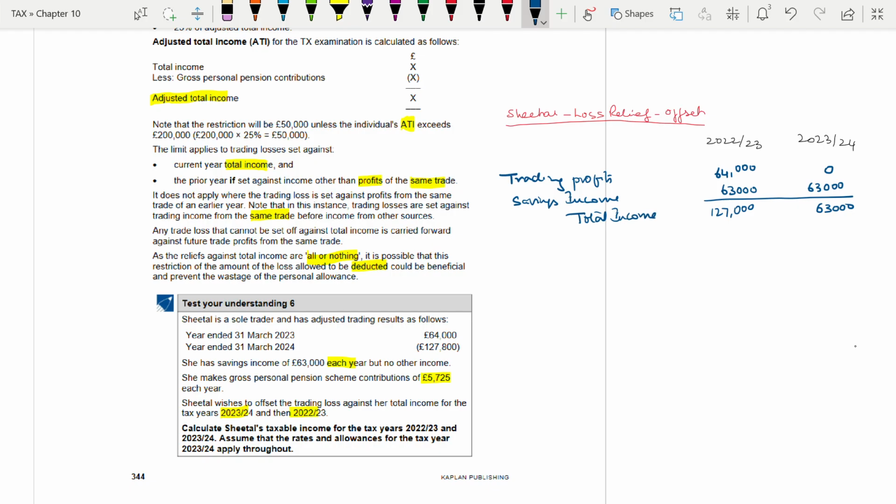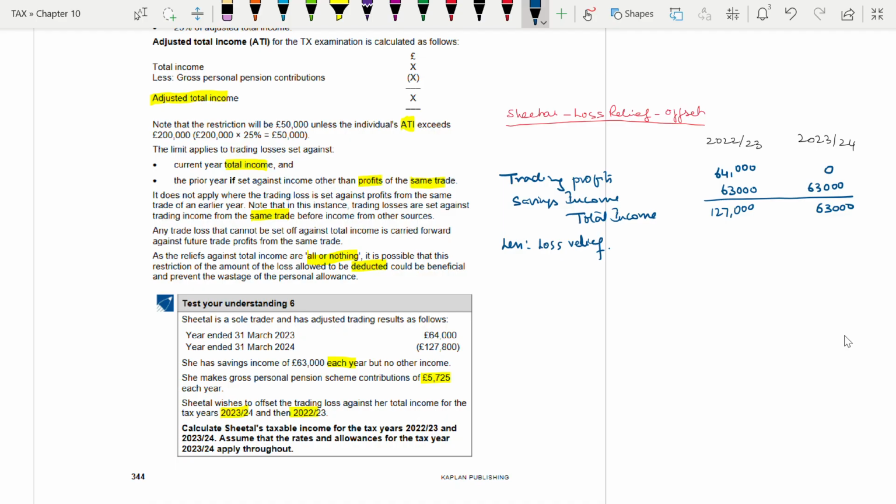Now, what do you have to take? We have to take less loss relief. When you are taking the loss relief, we have to see how much you are going to claim. Fine. Now, how much can we claim? Maximum how much can we take? Maximum we can take 50,000.